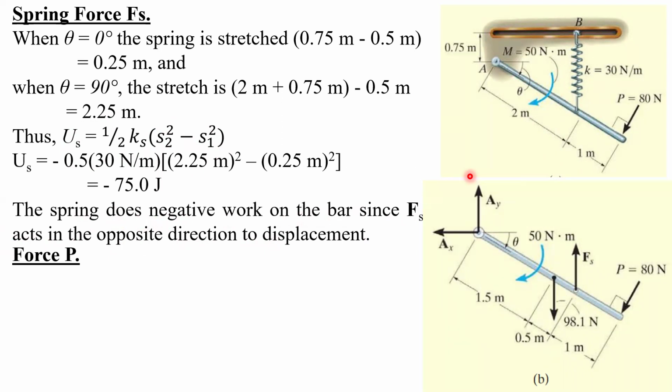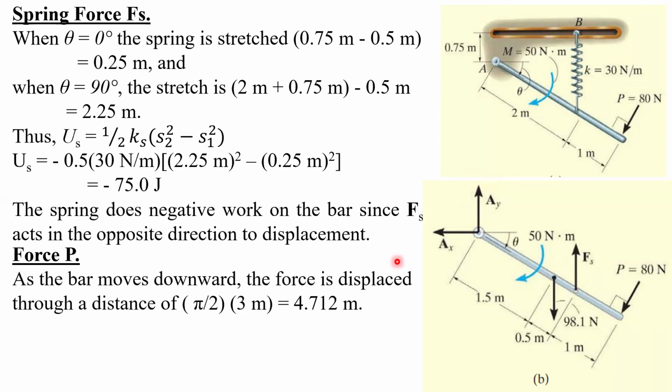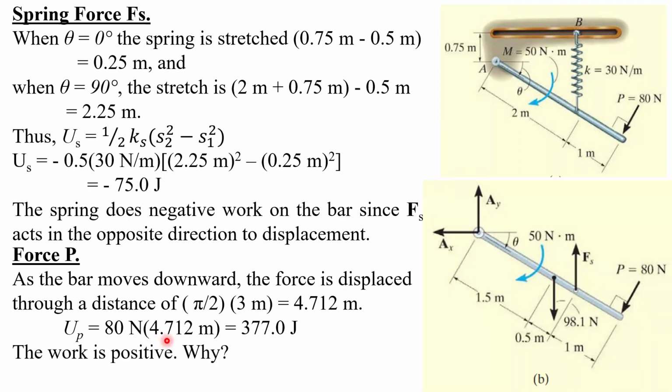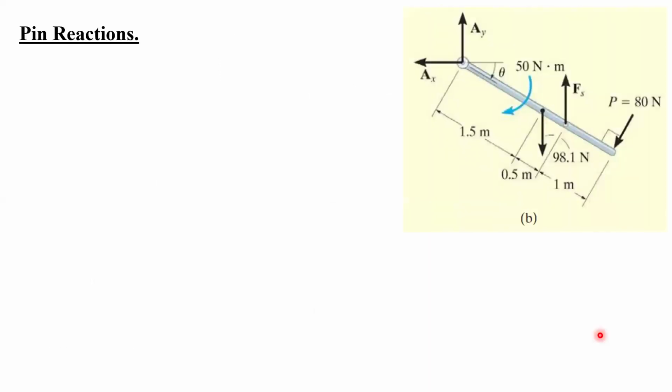So force P. As the bar moves downward, the force is displaced through a distance of pi over 2 times 3 meters. So the force moves through 4.712 meters. So the work done by this force is 80 times 4.712, which is 377 joules. The work is positive because the direction of the force and the displacement have the same sense.